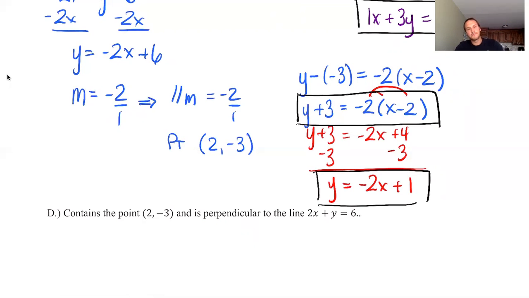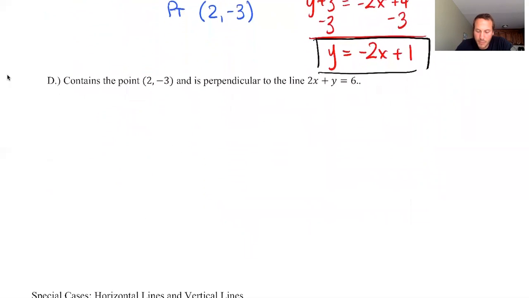Okay. Now let's take a look at D. I want to be perpendicular to 2x plus y equals 6. Well, we already know that 2x plus y equals 6.